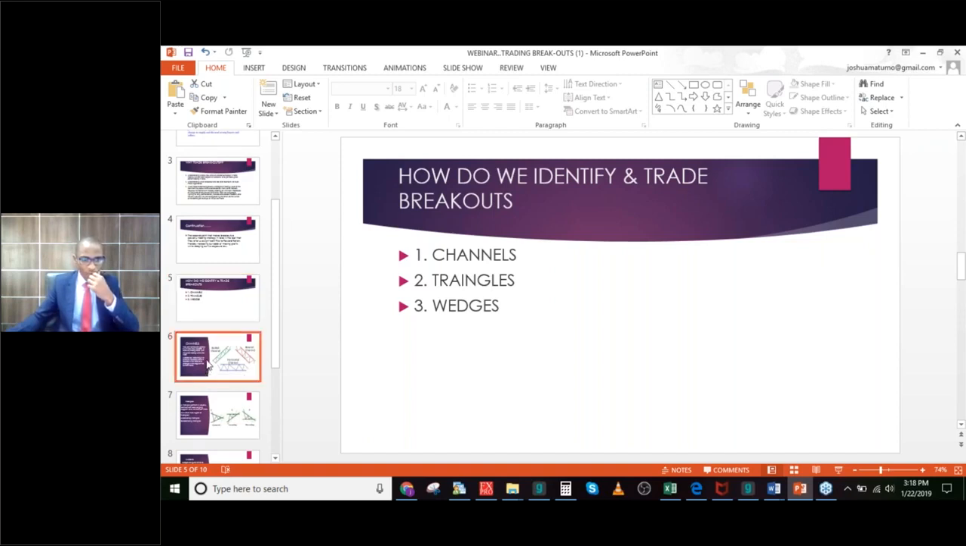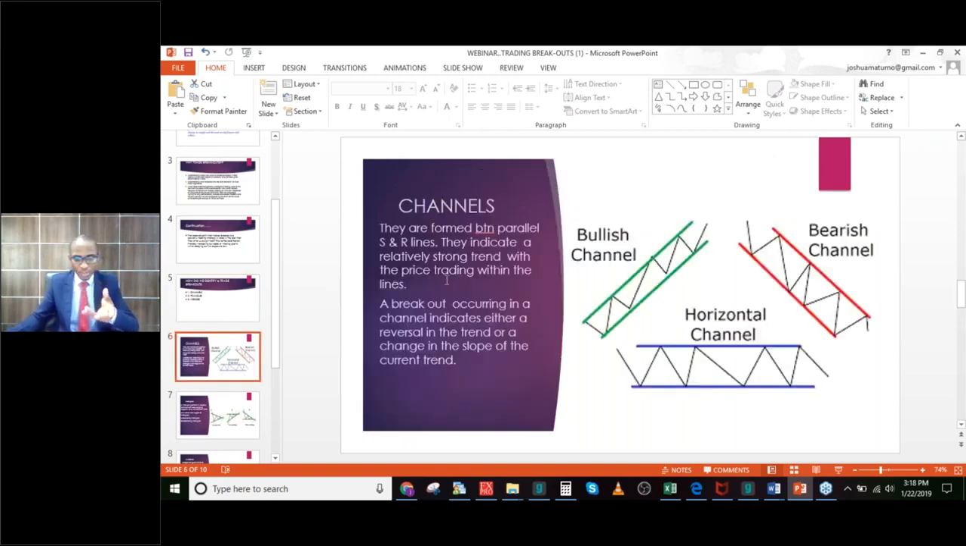How do we spot breakouts in channels? How do we trade breakouts based on Forex channels? It's important to just mention, on a light note, what channels are. Channels are formed between parallel support and resistance lines. They indicate a relatively strong trend with the price trading within the lines. A breakout occurring in a channel indicates either a reversal in the trend or a change in the slope of the trend.